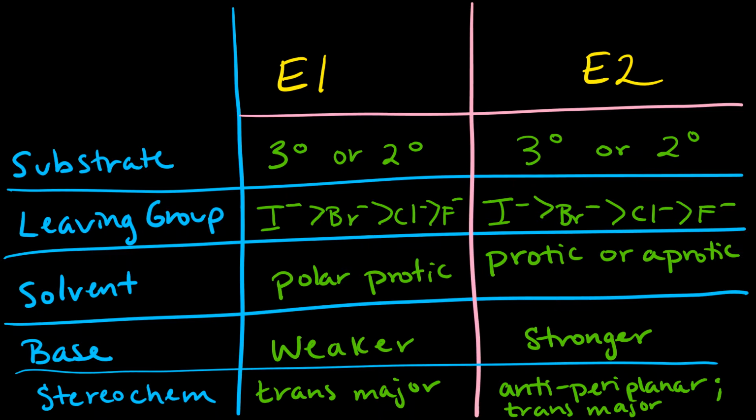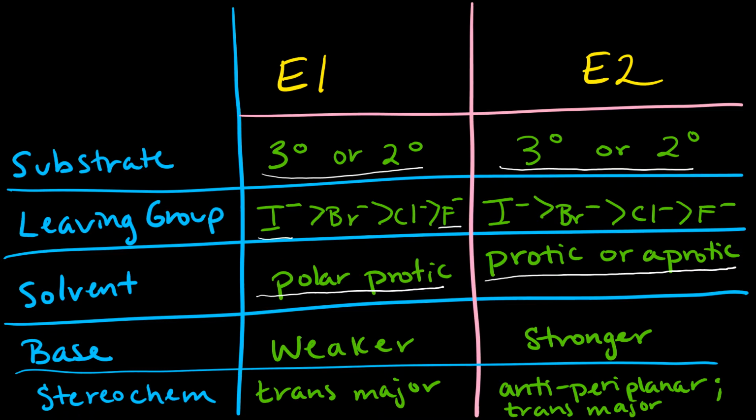If we look at the factors that we talked about with each of the two mechanisms, recall that both of them actually like tertiary or secondary substrates the best. The leaving group order is the same, so iodine is the best leaving group and fluorine is the worst. E1 mechanisms really are promoted best in a protic solvent, while E2 is not so picky and can occur in protic or aprotic solvent. E1 mechanisms will run with a weaker base, while E2 requires a stronger base.